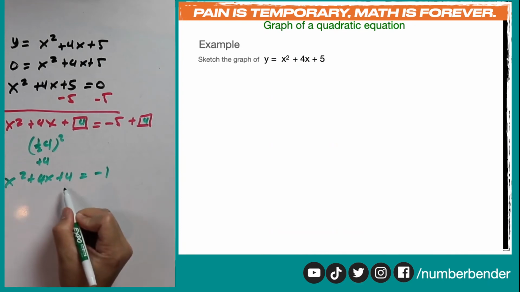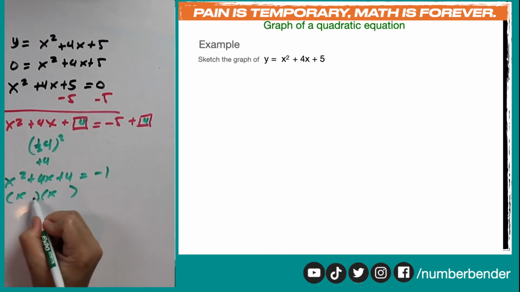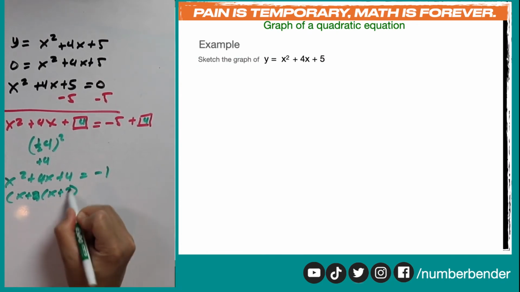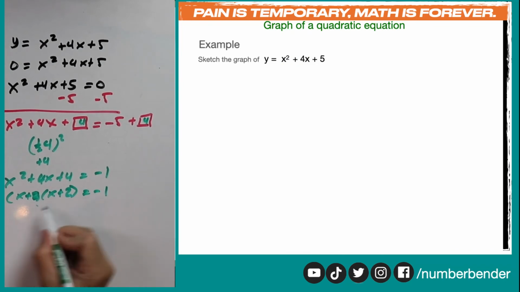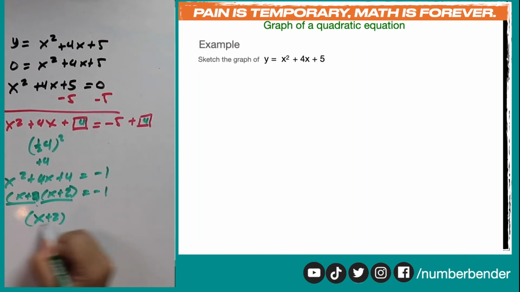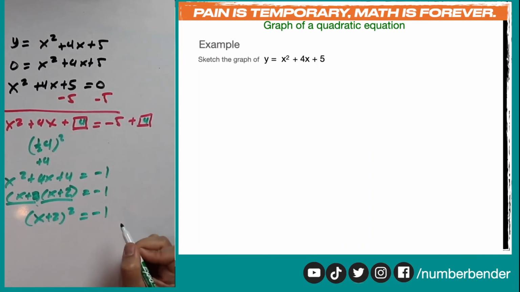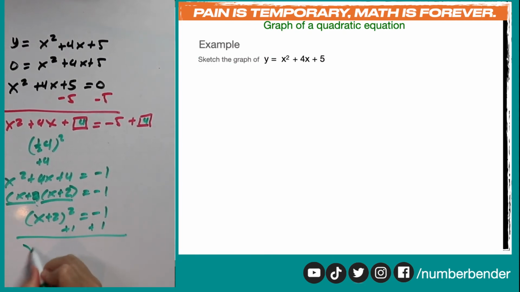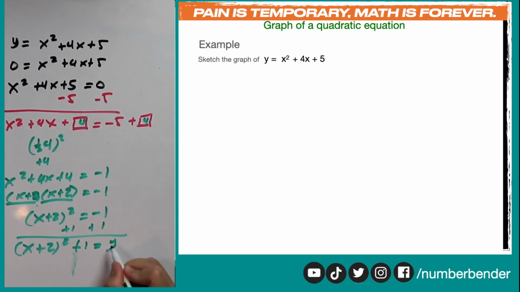And this will help us produce a factor of the quadratic equation that is a perfect square, because the factors of 4 that give us 4 when we add them up will be both positive 2. So we know that they are identical, so we can further simplify this into x plus 2 squared equals negative 1. And now that we are close to our vertex form, we just need to add 1 on both sides.